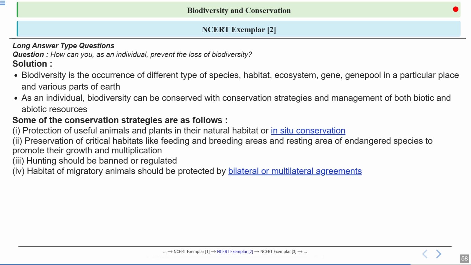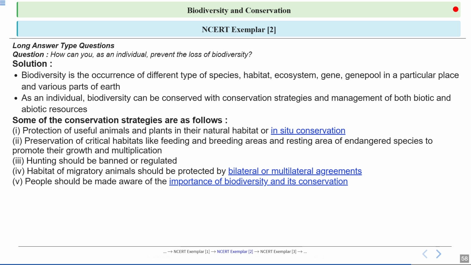The next one is habitat of migrating animals should be protected by bilateral or multilateral agreements. Protecting the habitat of migratory animals through bilateral or multilateral agreements is important because these animals travel long distances between breeding and feeding grounds, and their survival depends on safe and undisturbed habitats. By working together, countries can ensure that these habitats are preserved, which helps maintain biodiversity and ecological balance.